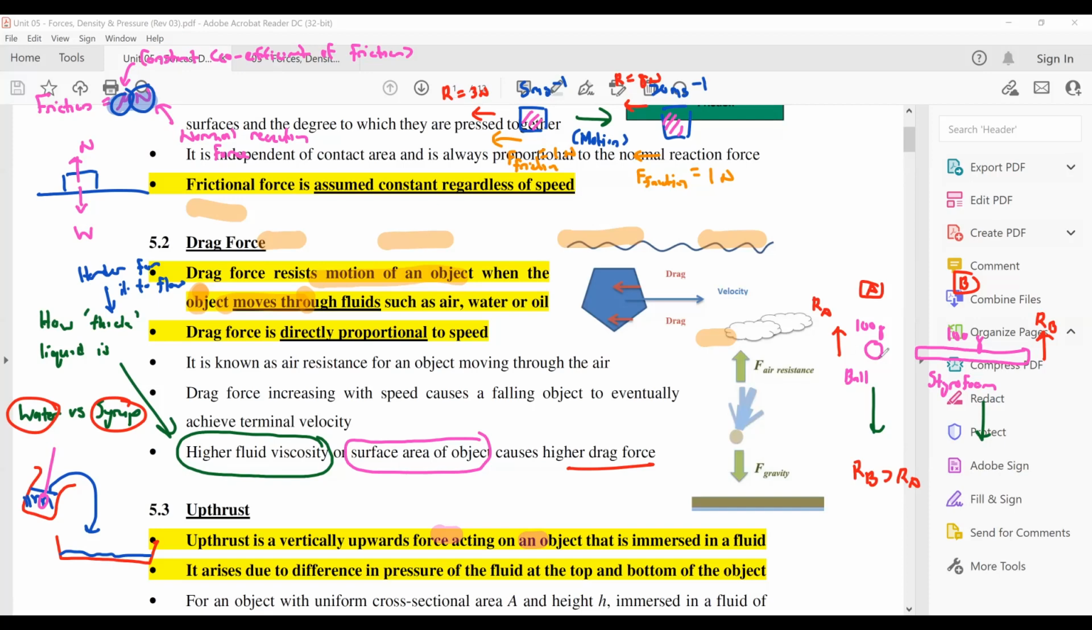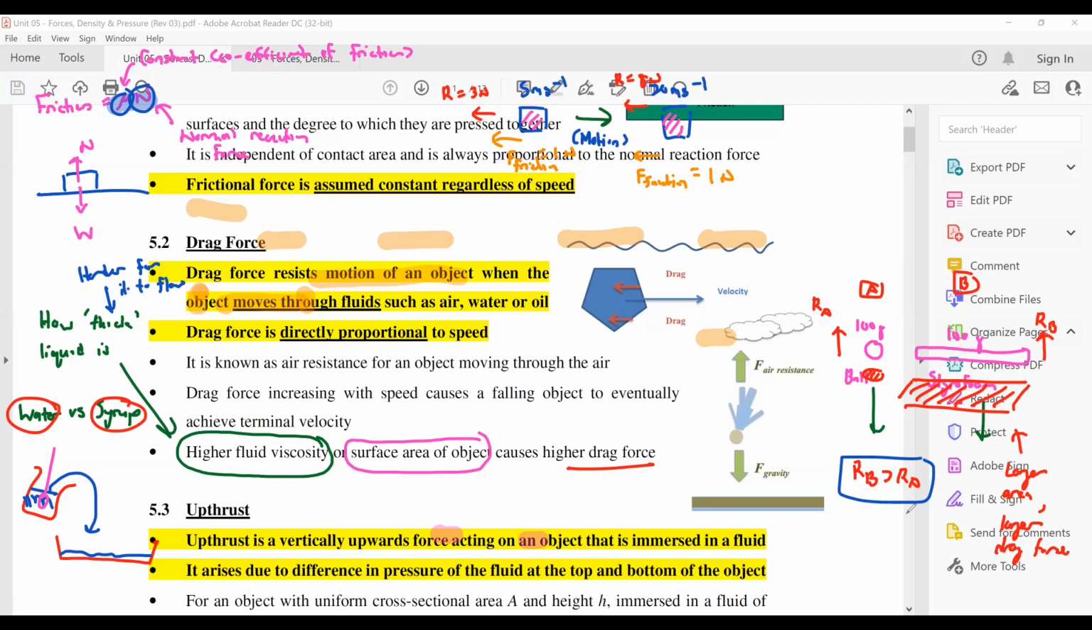If you're talking about the ball, the cross-sectional area is just this. But if you're talking about the styrofoam, the cross-sectional area could be something like this. So this one, larger area, larger drag force. So these are the two things that could affect drag force: viscosity of the fluid and surface area of the object. Another thing I probably should mention is this.